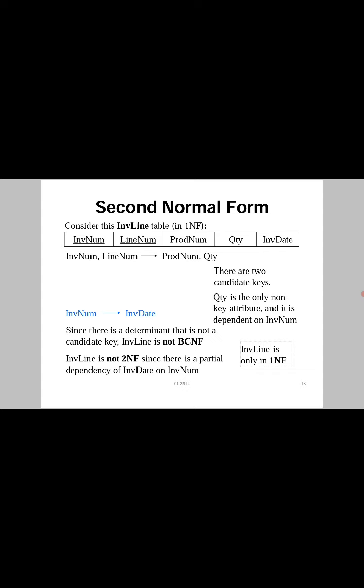Similarly, product number and quantity both depend on invoice number and line number. So invoice number and line number are called key values, or primary keys. So there are two primary keys, and all the remaining fields are non-keys. Non-keys means non-primary keys, like product number, quantity, and invoice date. Since there is a determinant that is not a candidate key, invoice number is not enough.